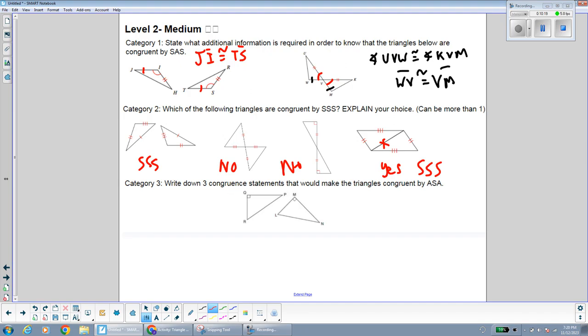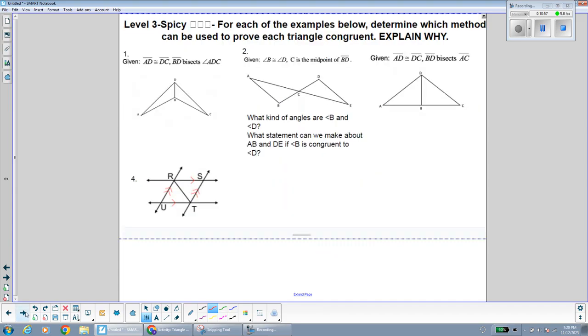And here, three statements that would make the triangles congruent by ASA. So they already give us angle Q congruent to angle M. I have a lot of options, but I'm just going to do this for ASA. I'm going to do QP congruent to MN, and I'm going to do angle P congruent to angle N, and that's ASA. Once again, not the only option. Here we were just making up any two pieces of information that would make the triangles congruent by ASA.